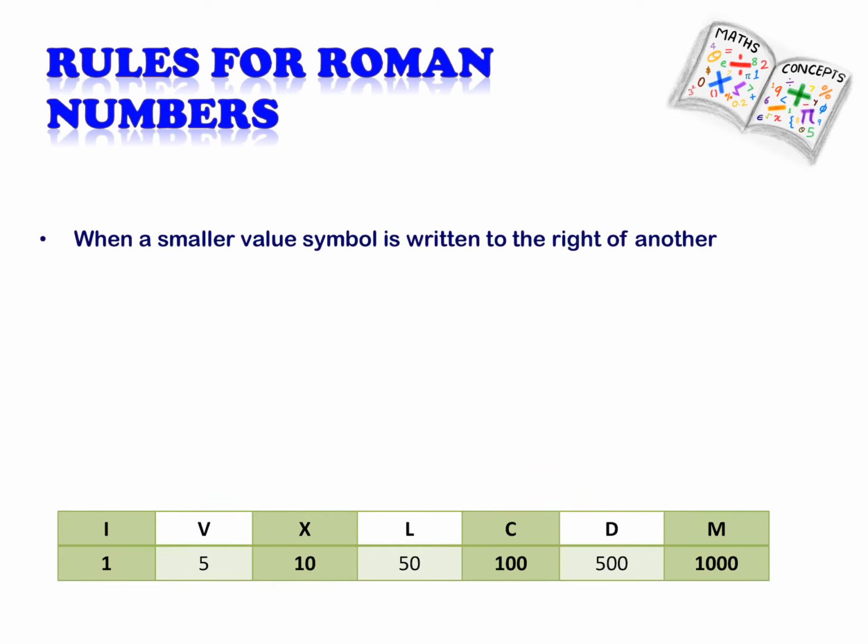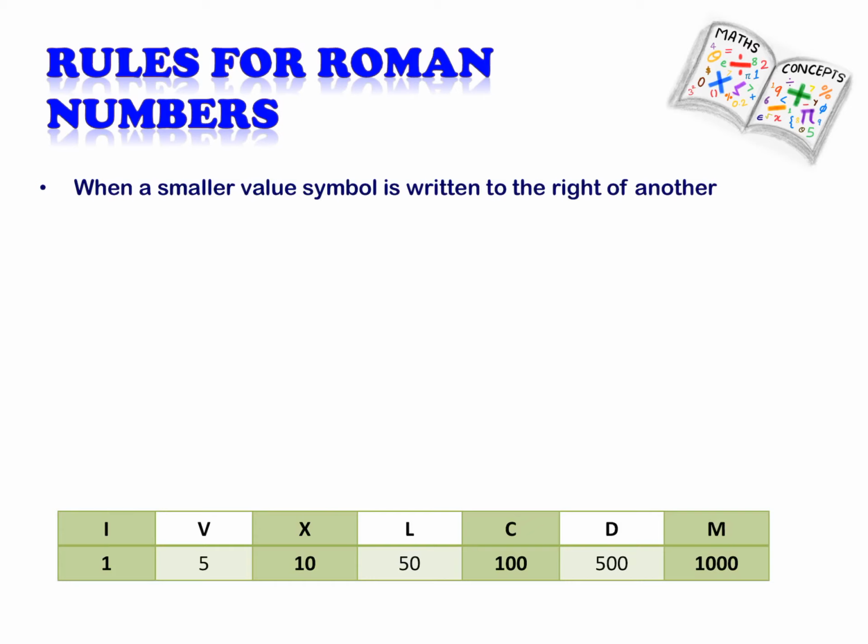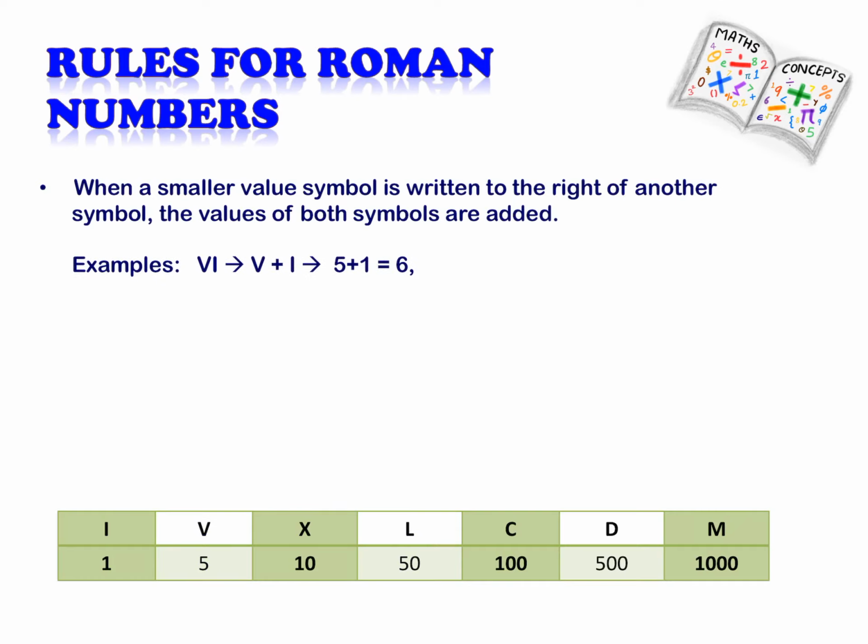Next rule, the second rule. When a smaller value symbol is written to the right of a bigger symbol, then the values of both symbols are added. Example, VI. V stands for 5, I stands for 1, and when you write VI, it gives us 5 plus 1, 6. Another example is XII. X stands for 10, I stands for 1, and again I stands for 1. We have repeated I twice, so its value is 2. 10 plus 2 gives us 12.